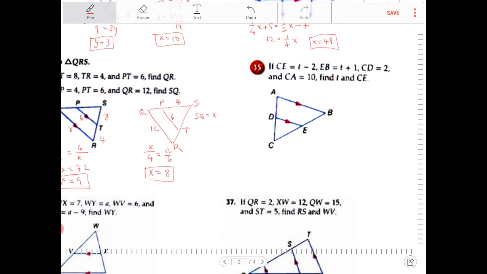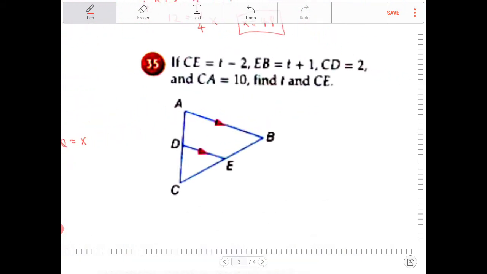Okay, moving on. CE is equal to t minus 2. EB is t plus 1. CD is 2. And CA is 10. If CA is 10, then that means AD is 8.